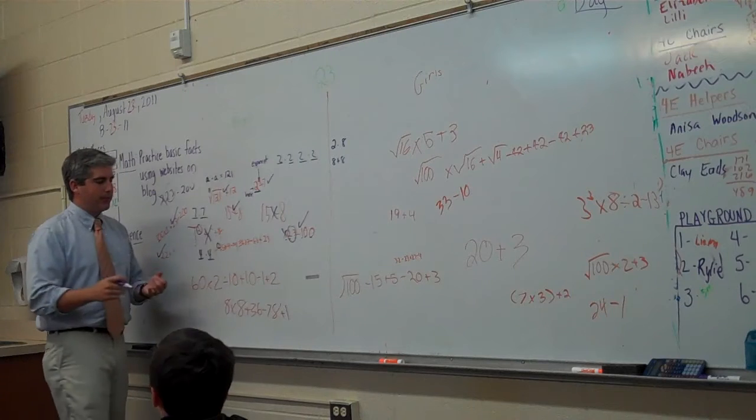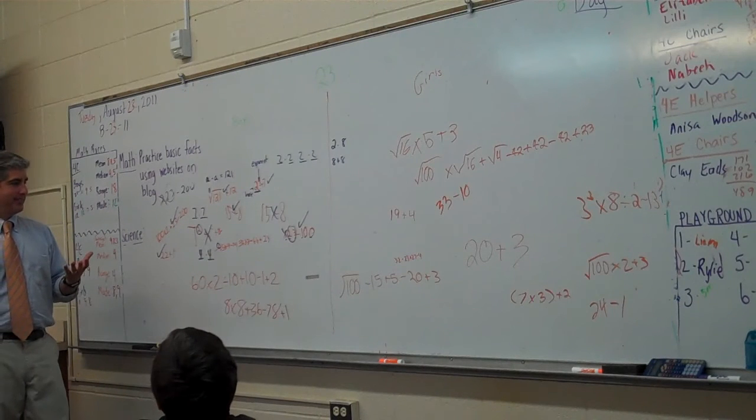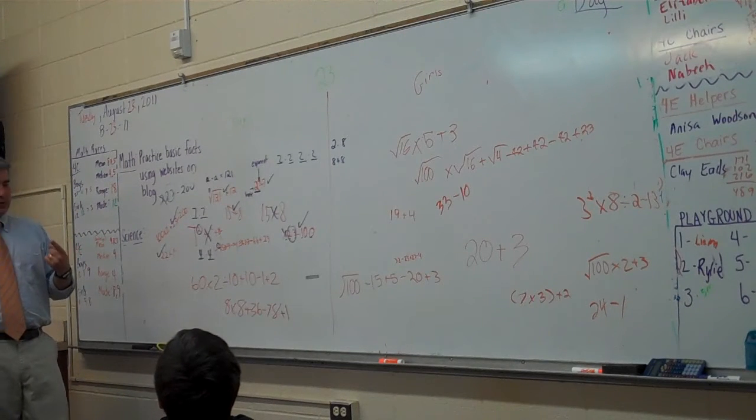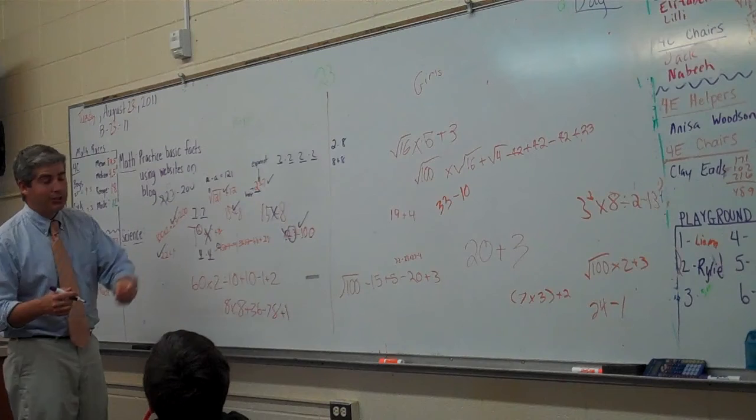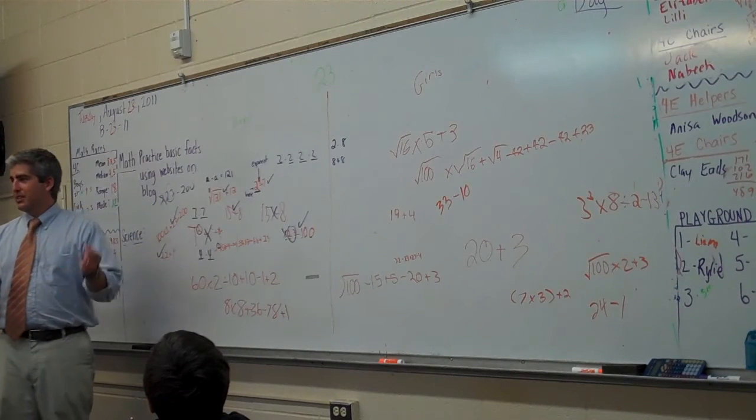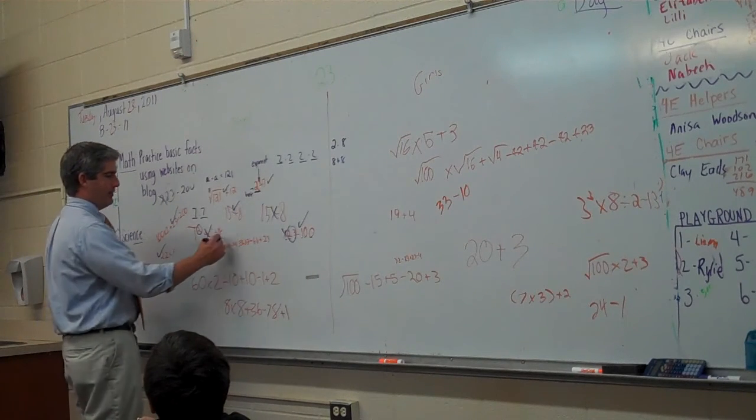So then we have 16 plus 5 equals anybody? 21. 21 plus 4? 25. 25 minus 3? 22. Plus 1? 23. Very good.